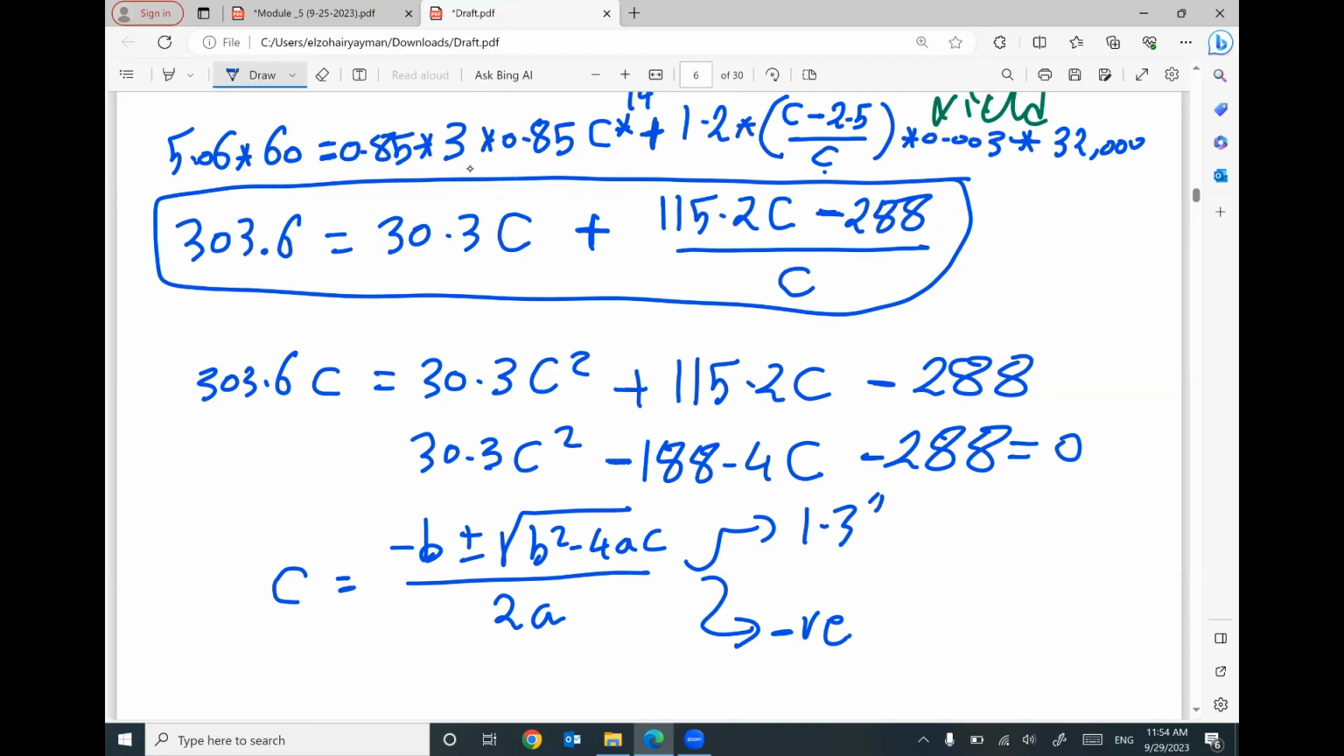5.06 times 60. I got this number. 0.85 times 3 times 0.85 times 14. I got this number. 1.2 times 0.003 times 32,000. I got this number. 1.2 times 0.003 times 32,000 times 2.5. I got this number. We are good. So far, so good.